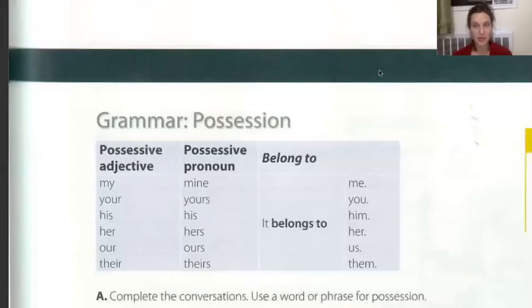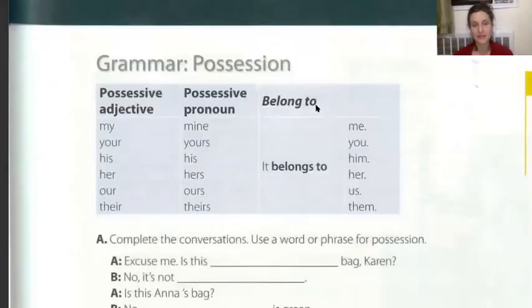And now let's talk about grammar. So, how do we talk about possession or ownership? Or about things that we own? As you know, we have possessive adjectives. Here they are in this column, which correspond to personal pronouns. So, I, my, you, your, he, his, she, her, we, our, they, their.